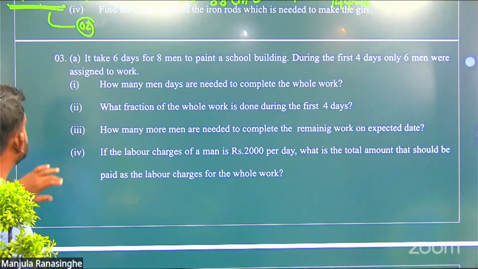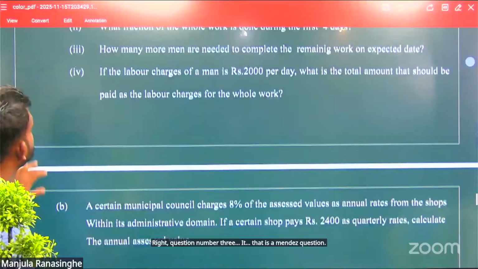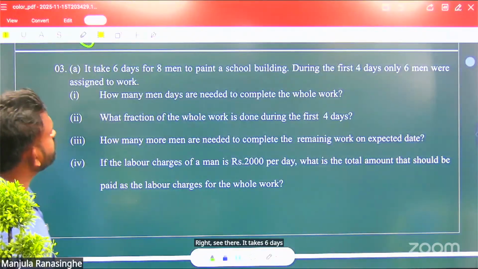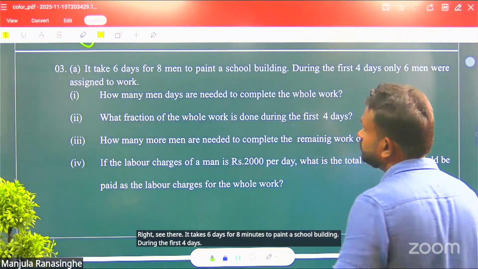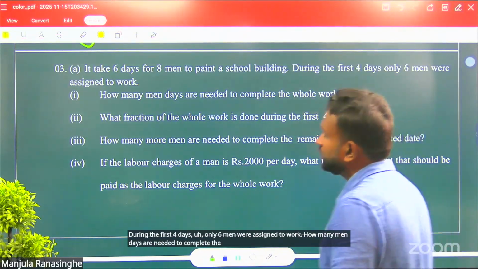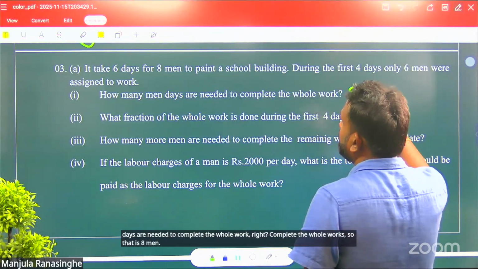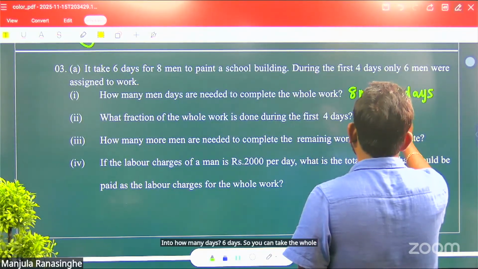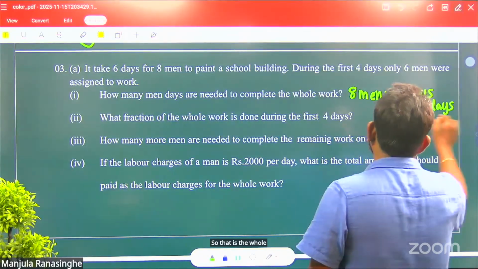Right. Question number 3. That is a men days question. See there. It takes 6 days for 8 men to paint a school building. During the first 4 days, only 6 men were assigned to work. How many men days are needed to complete the whole work? So that is 8 men into how many days? 6 days. So you can take the whole task 8 into 6, 48 men days. So that is the whole task, 48 men days.